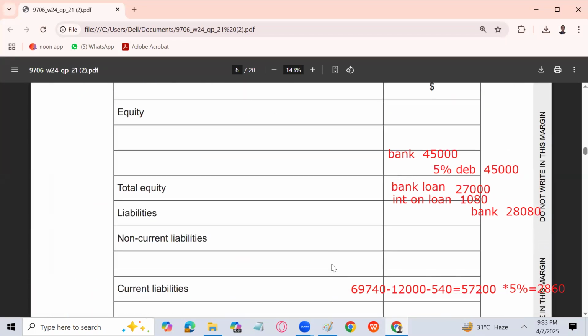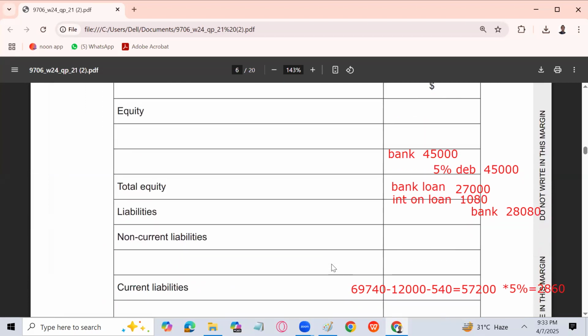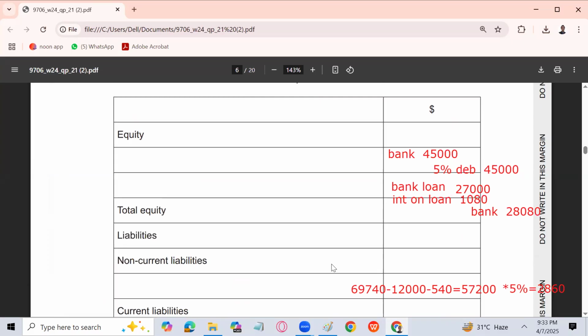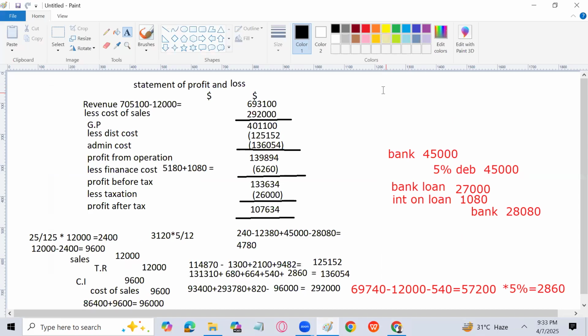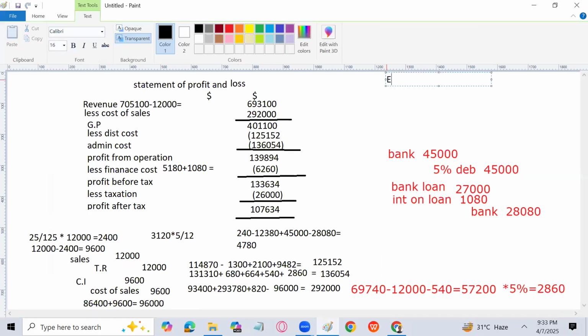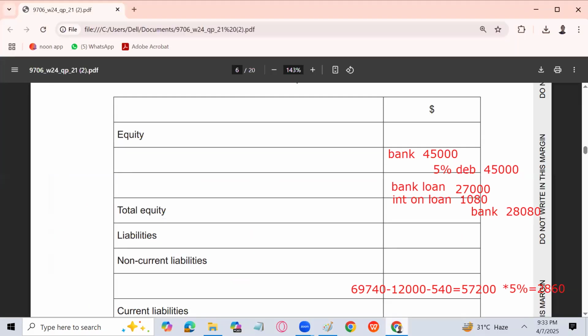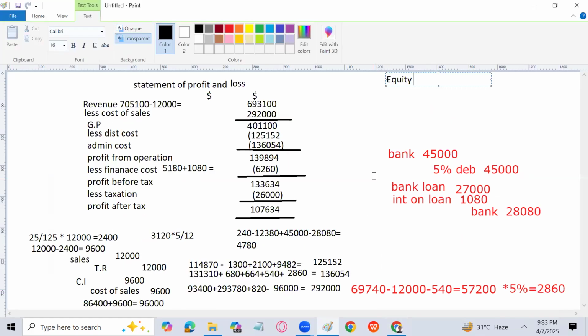Then statement of financial position, and he wanted us to prepare the equity section of the statement of financial position. So let me prepare that and we'll do that easily. I will write here the equity. Then comes total equity. Then liabilities. In liabilities, we have non-current liabilities, and then current liabilities. Let's talk about the equity section first.